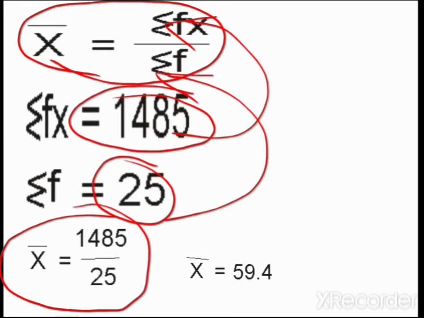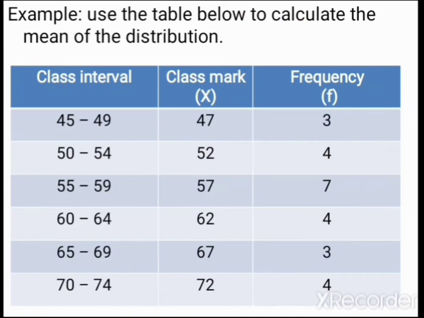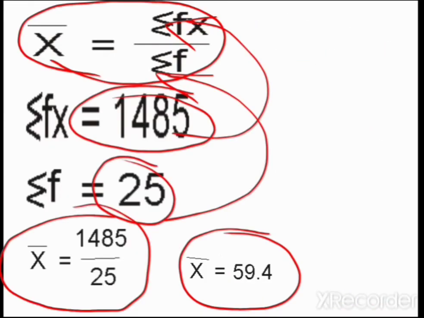1,485 divided by 25. And if we carry out this operation, we will obtain our mean as what? 59.4. That's the mean for our data. So the mean of this data is 59.4. So this one, we calculated this mean without using the word assumed mean.